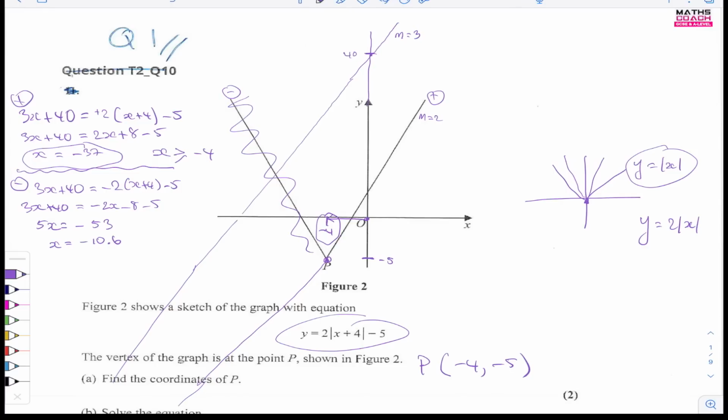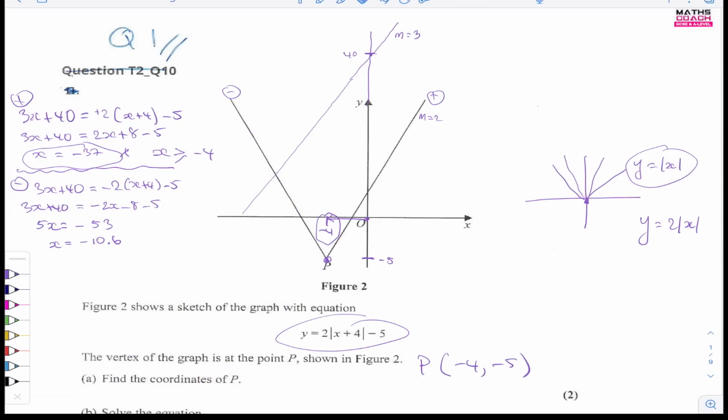In which case, is that minus 37 going to be a valid answer? No. In that case, this is not valid, because the positive branch intersects the line 3x plus 40 when x equals minus 7, which is way beyond the point where the minus 4 is, because the positive branch, if you look here, only starts at minus 4 and goes towards the right.